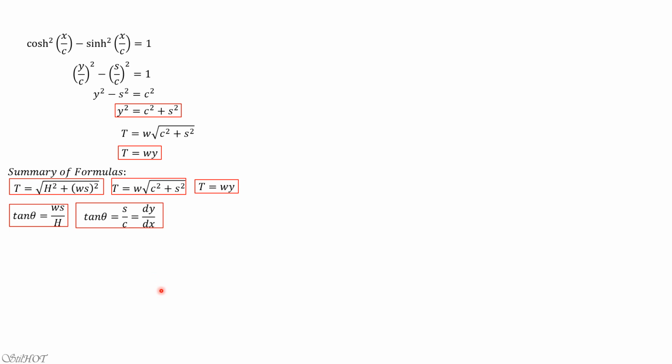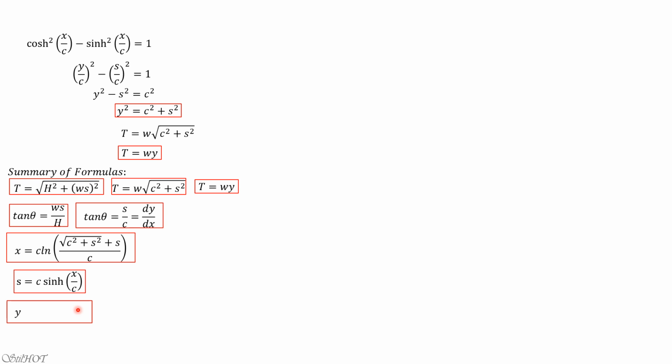Then y is c cosine hyperbolic of x over c, s is c sine hyperbolic of x over c, x is c ln of the quantity square root of c squared plus s squared over c plus s over c, s is c sine hyperbolic of x over c, y is c cosine hyperbolic of x over c. So that's all.